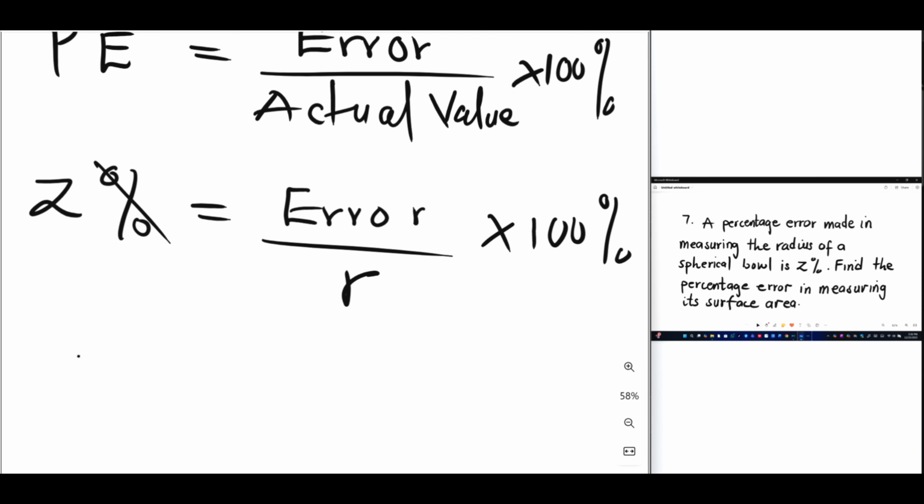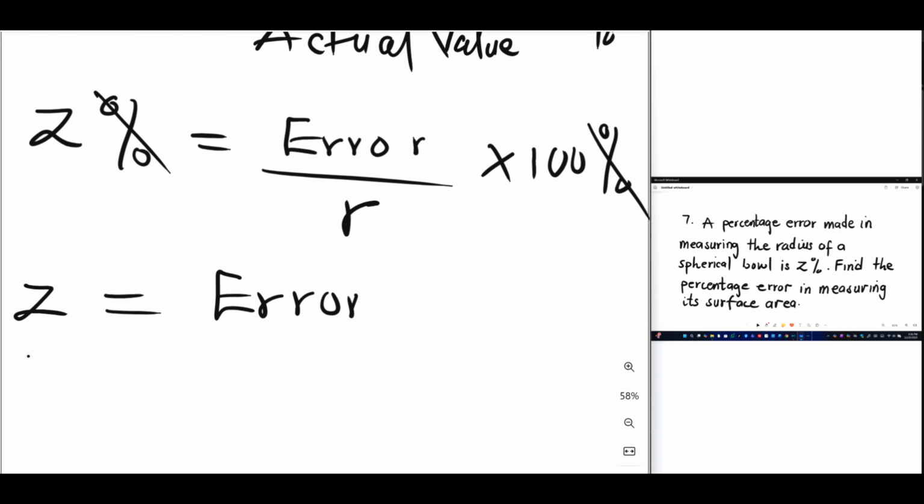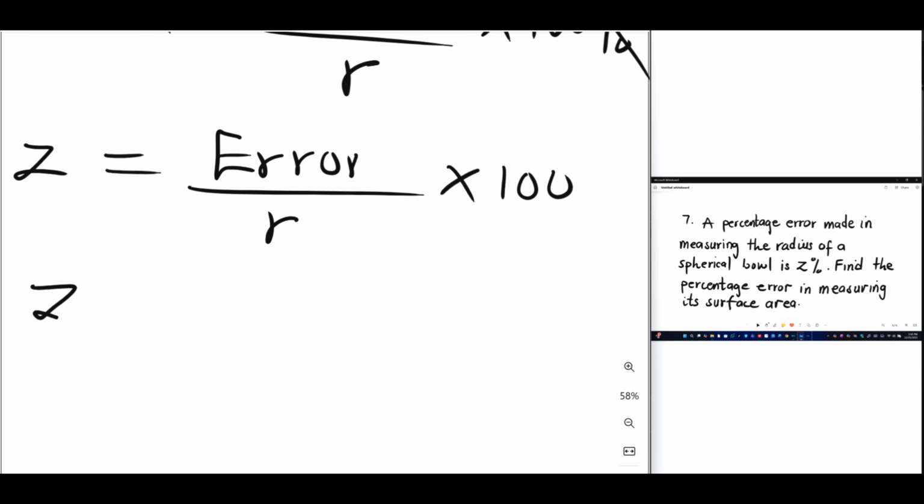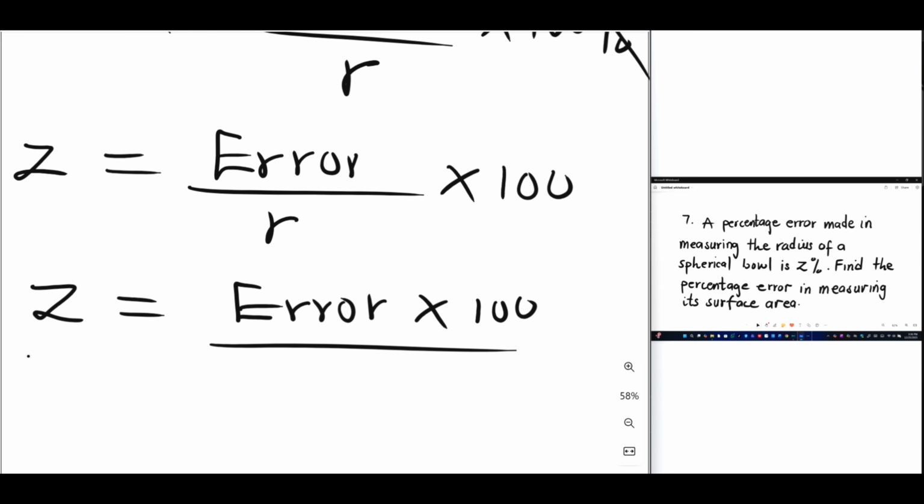So we can multiply through by 100 so that we can get rid of the percent sign. All right. So we are going to get Z is equal to the error committed, which is the same as the change, divided by the actual radius of the sphere times 100. All right. So here we are going to get our Z to be equal to the error times 100 divided by what?